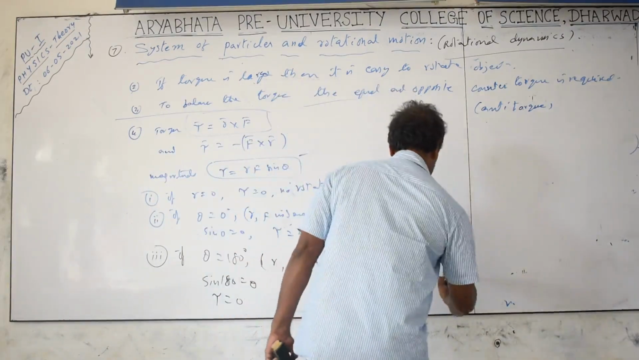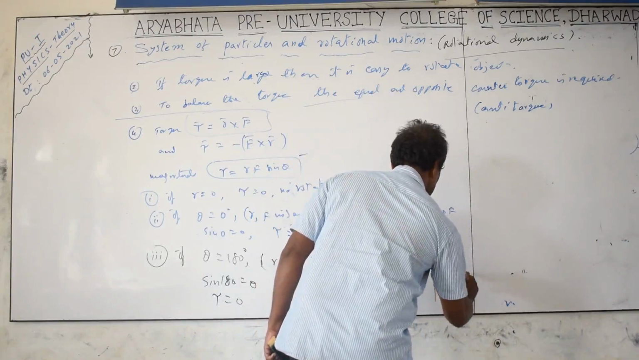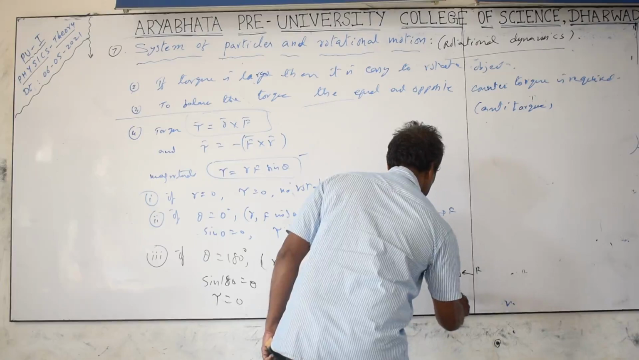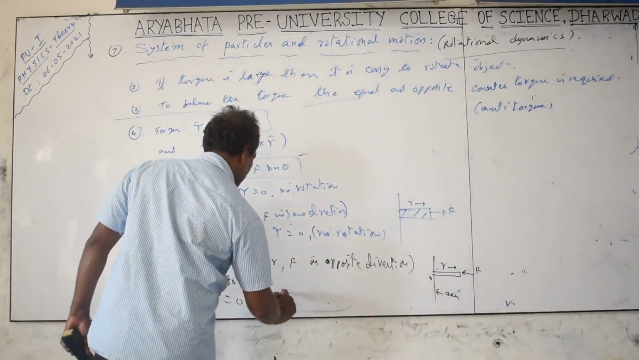In this case we are applying the force on a rod. The radius is away from the center, and the force is toward the center, the axis of rotation. This is the axis of rotation. Then torque is 0. When torque is 0, there is no rotation.